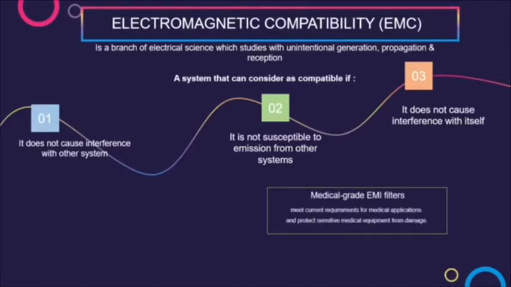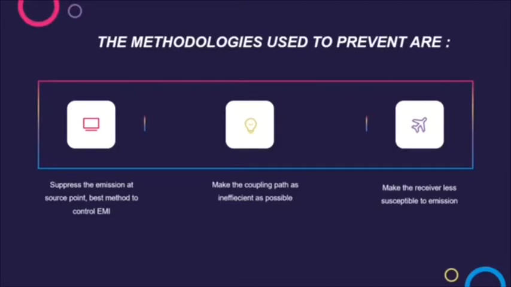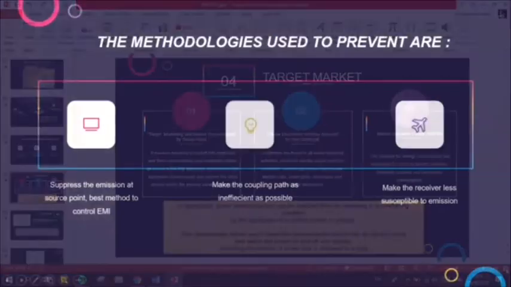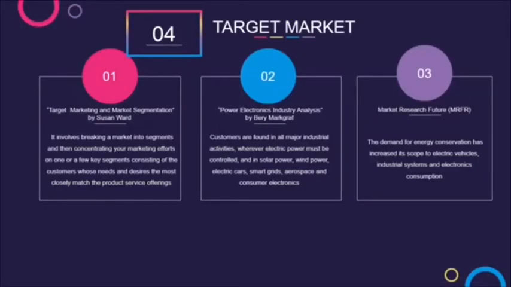Medical grade EMI filters meet current requirements for medical applications and protect sensitive medical equipment from damage. The methodology used to prevent EMI is, number one, suppress the emission at the source point, the best method to control EMI. Number two, make the coupling path as inefficient as possible. Lastly, make the receiver less susceptible to emission.